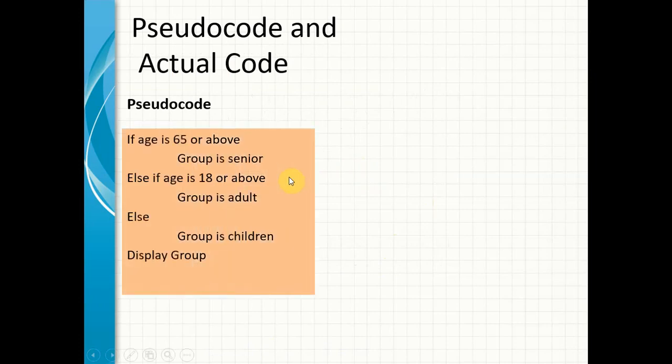Let's see the following example. First, we have some pseudocode. It illustrates the idea of what we want to do. We want to group a person into senior, adult, or children according to the age. So we have this kind of pseudocode. After that, we will have actual code.